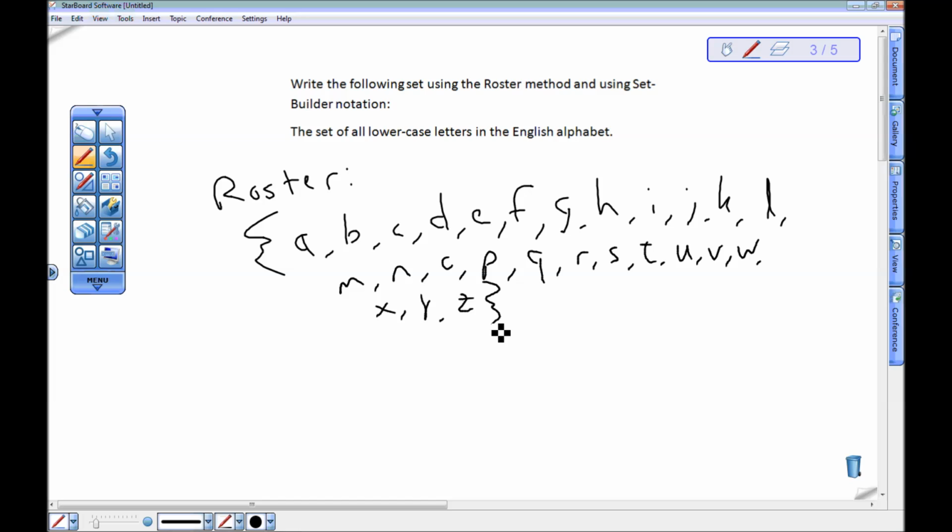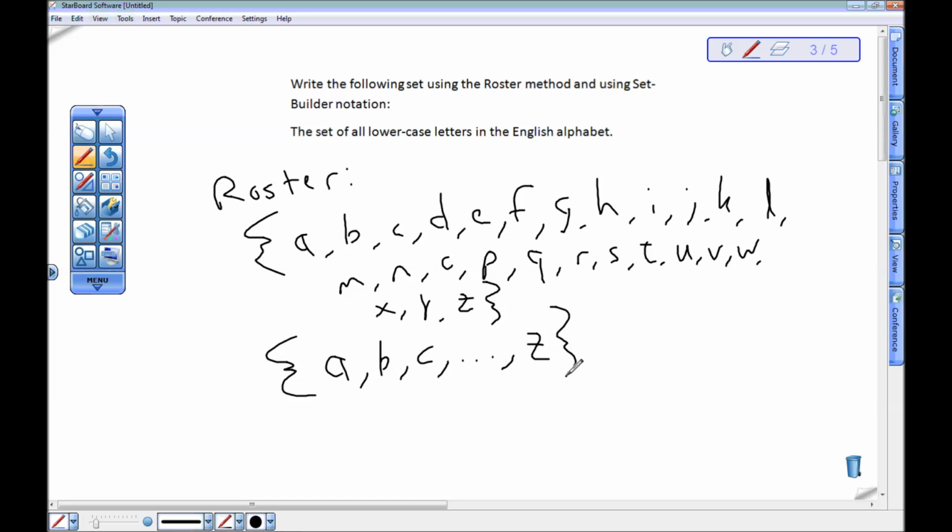Okay, I did it. Now, you're probably sitting there thinking, did I have to write all of them? Isn't there, can I use dot, dot, dot or something? And you absolutely can. This is the same as the set A, B, C, and so on, and then ending with Z. Both of these are fine versions of the roster method of this set because both of them let the person looking at them know what things should be in the set.